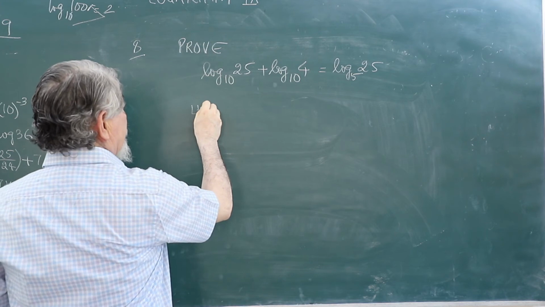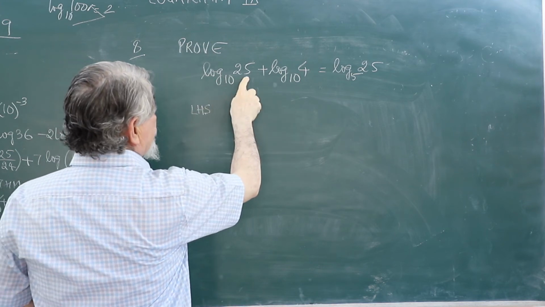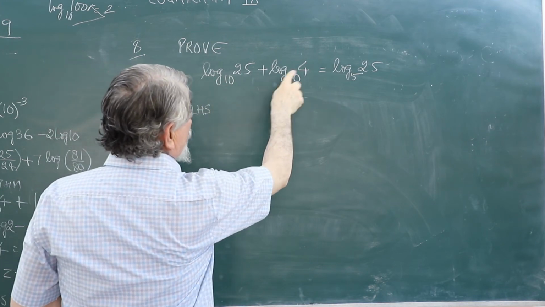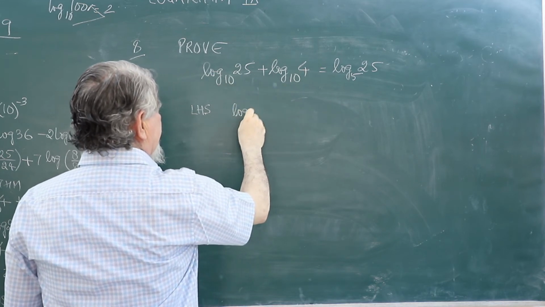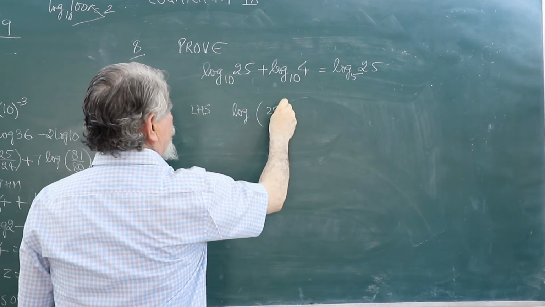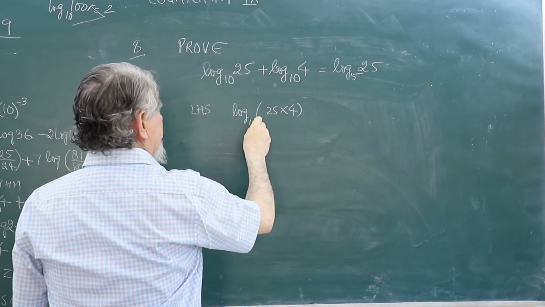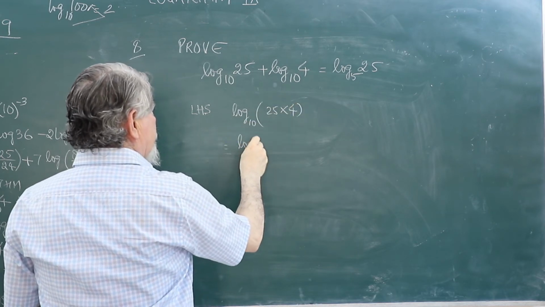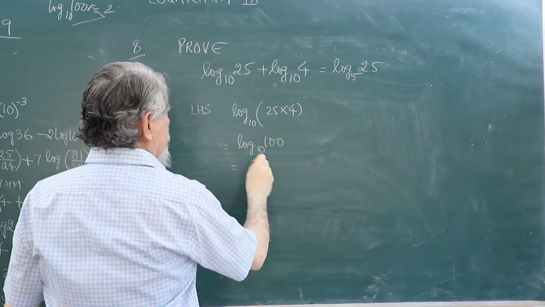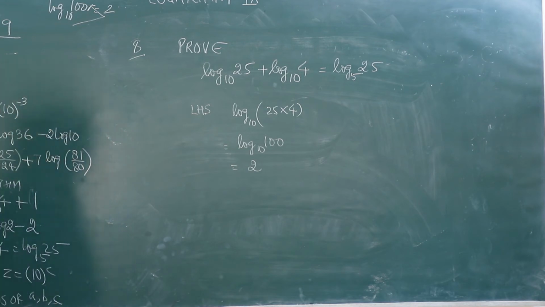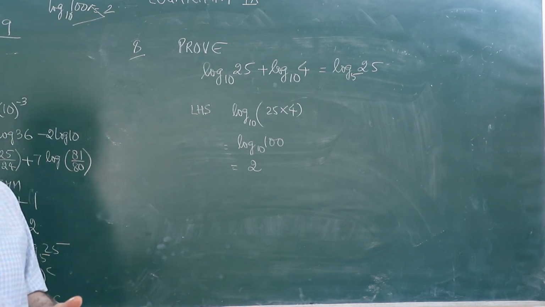What is left hand side? I have log 25 to the base 10 and log 4 to the base 10. Log A plus log B is log A into B. 25 into 4 to the base 10. So it is log 100 to the base 10, which will be equal to 2. Left hand side comes out to be 2, because log 100 to the base 10 will be 2.